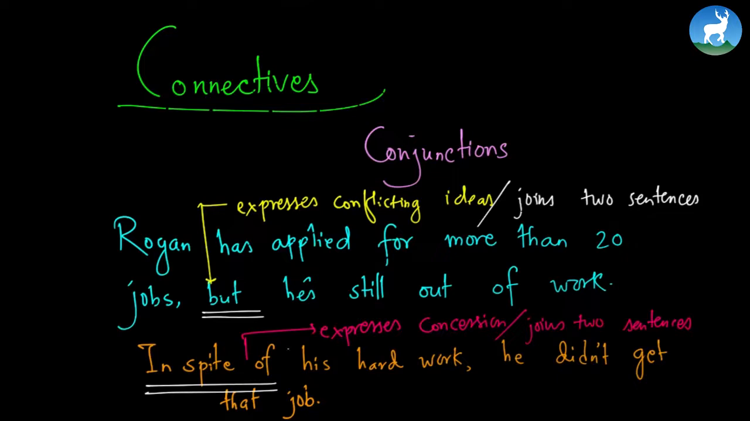So these words like but or in spite of are called conjunctions or connectives because they act as connectors, or in a way they join two different elements. That's why they are called conjunctions. So let's study the kinds of conjunctions, right? Once again, what do conjunctions do? They join words, phrases, and sentences. Alright, let's start with the types of conjunctions.